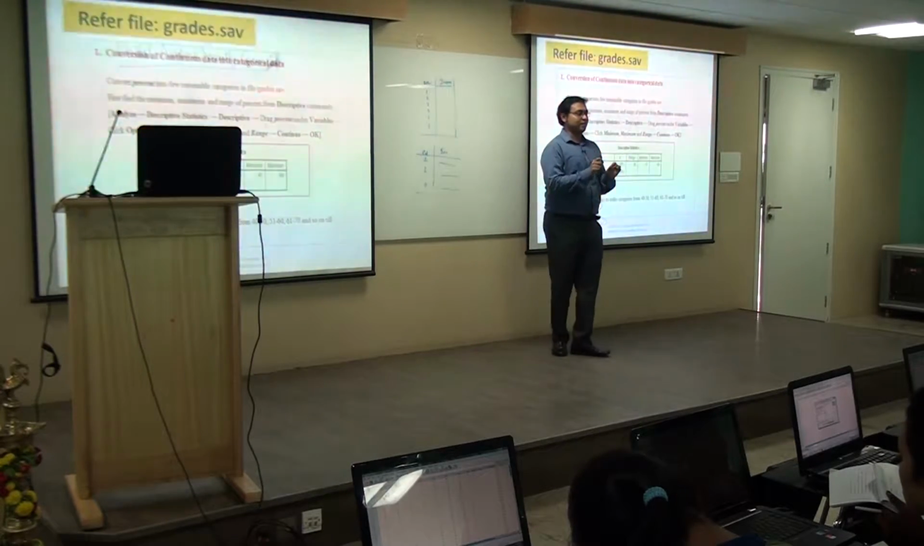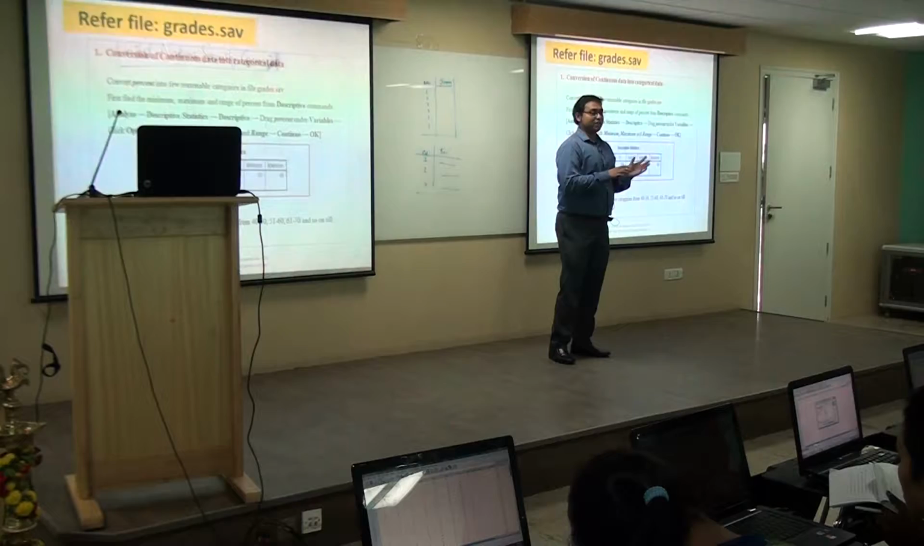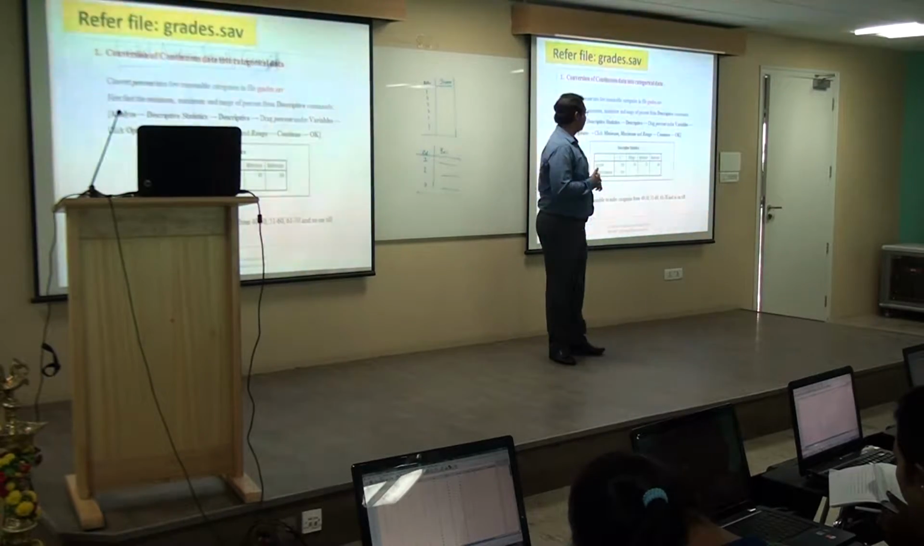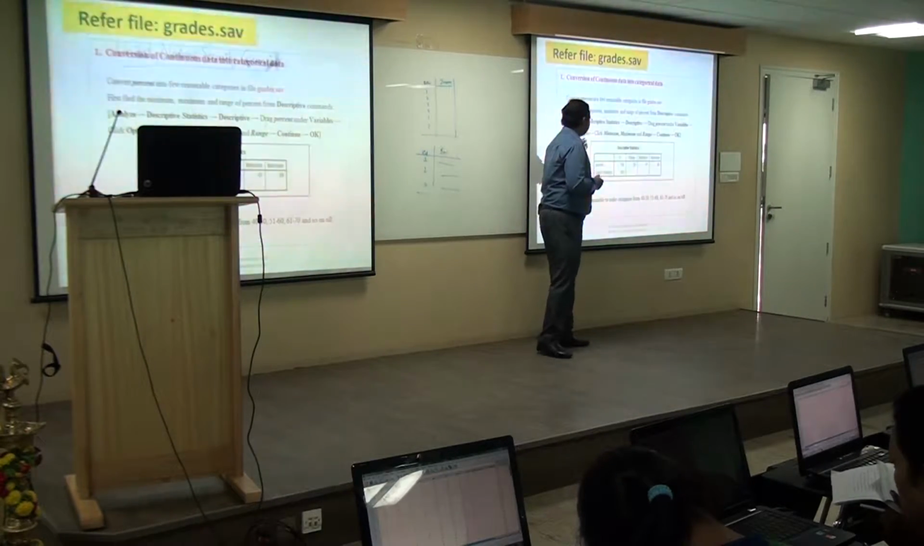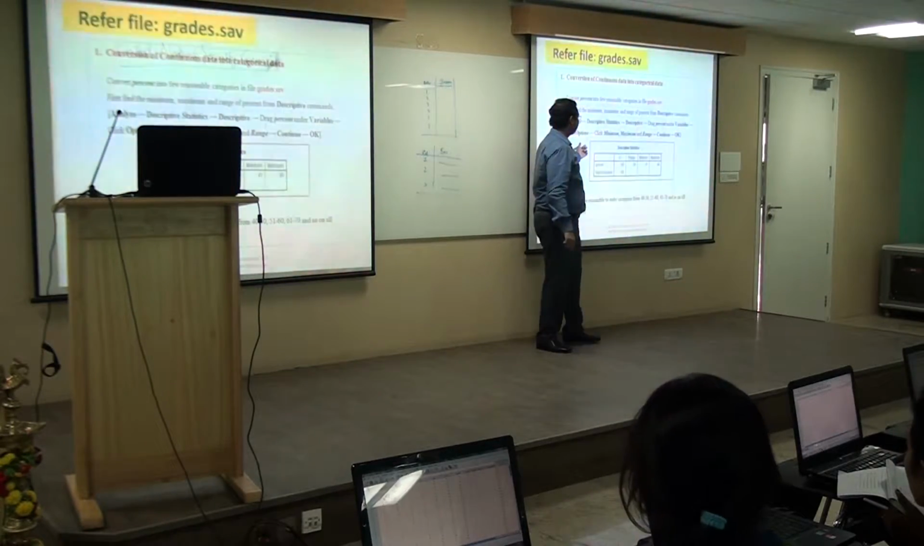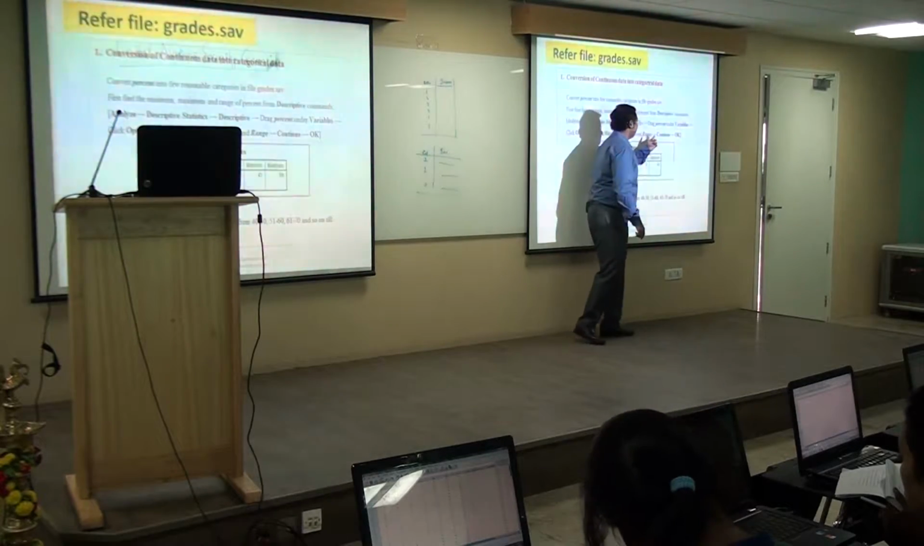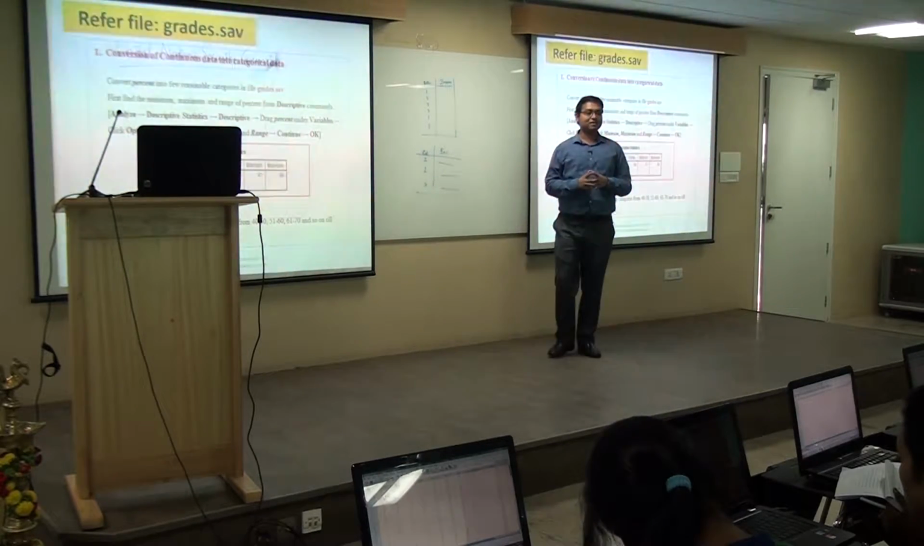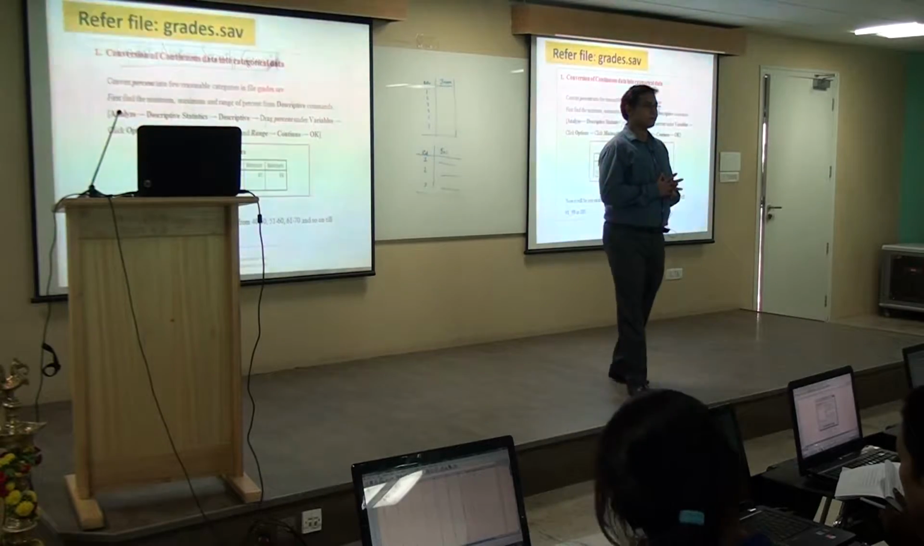Select the percentage variable and transfer it into that box. Done. Then click options. There is an option button, right? Click options and select minimum, maximum, range. Done. Continue. Press OK.